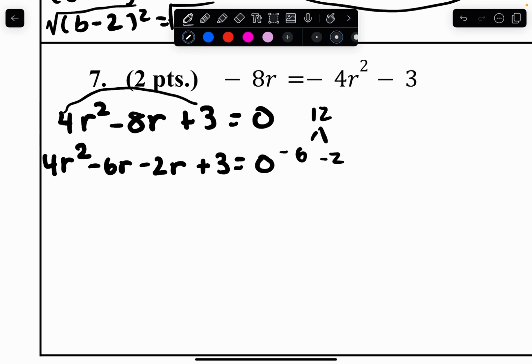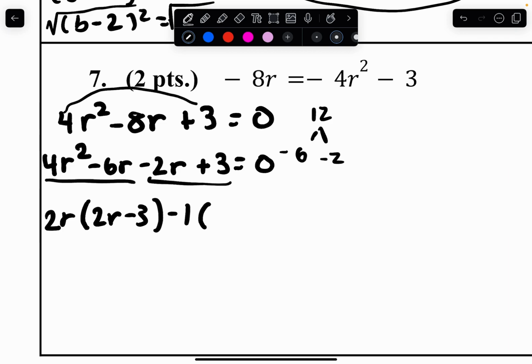It doesn't matter whether you write negative 6r or negative 2r first. It will work either way. Okay, the GCF of that is 2r, so I end up with 2r minus 3. And the GCF of the next 2 is just negative 1, so I still end up with negative 2r minus 3. Perfect, it was factorable.